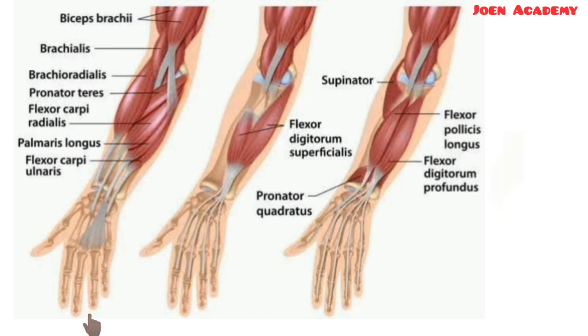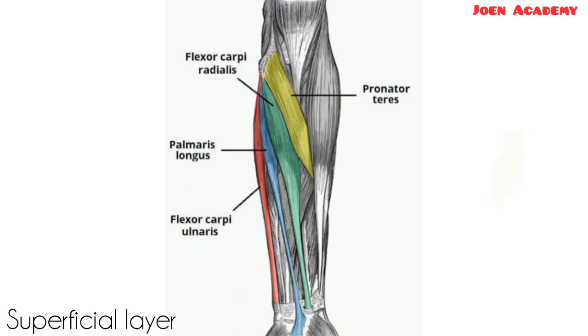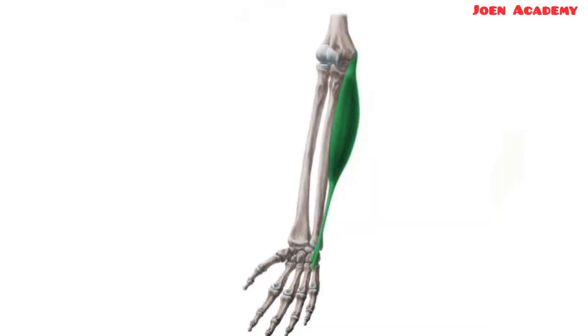We will start with the superficial layer. The muscles of the superficial layer are the flexor carpi ulnaris, palmaris longus, flexor carpi radialis, and pronator teres. They all originate from a common tendon which arises from the medial epicondyle of the humerus. The flexor carpi ulnaris has two origins, the humeral head and the ulnar head. The humeral head originates from the medial epicondyle of the humerus, along with other superficial flexors, while the ulnar head originates from the olecranon of the ulna.